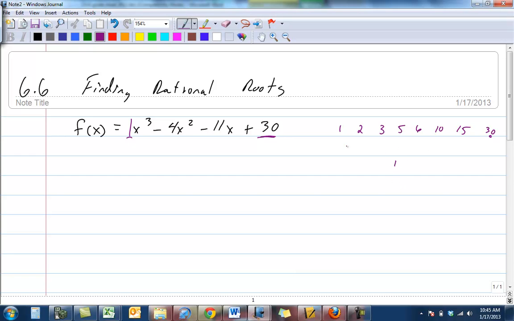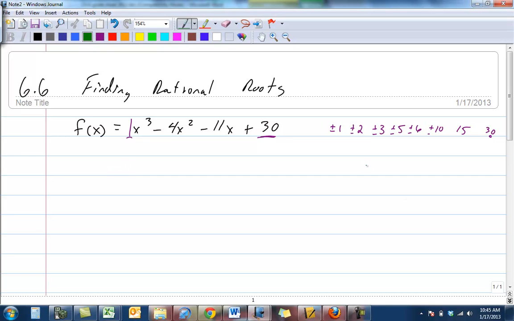And then it was the ratio of each one of these factors to the factors of the leading coefficient. So in this case, it would be plus or minus 1 over 1, plus or minus 2, plus or minus 3, plus or minus 5, plus or minus 6, plus or minus 10. And you would have to guess and check all of these by synthetically dividing.